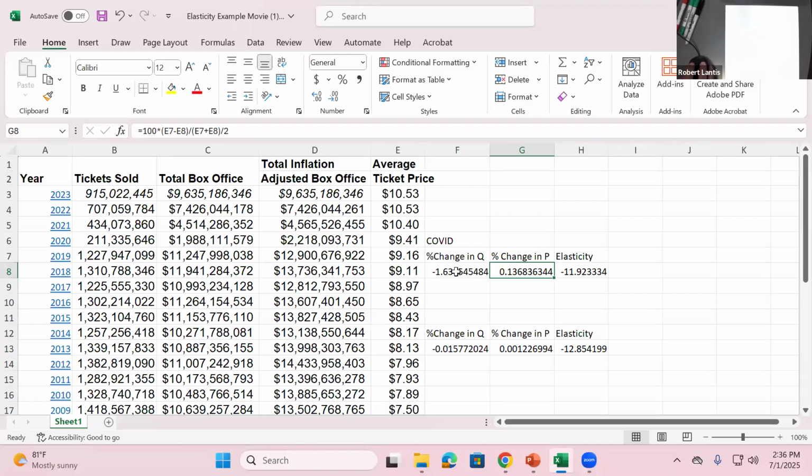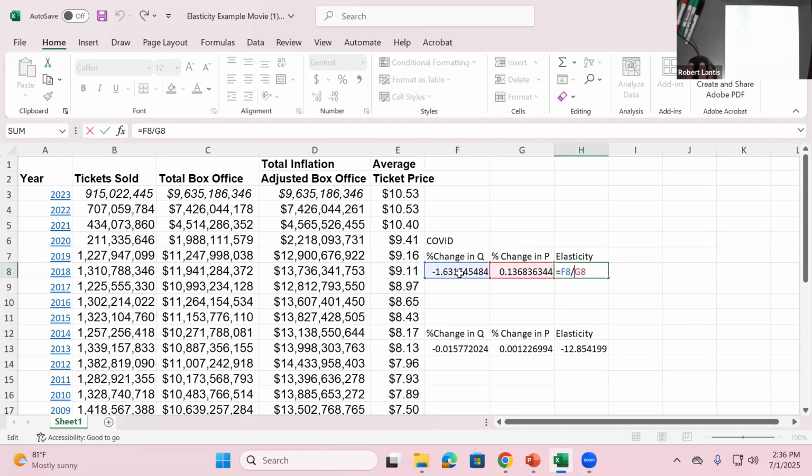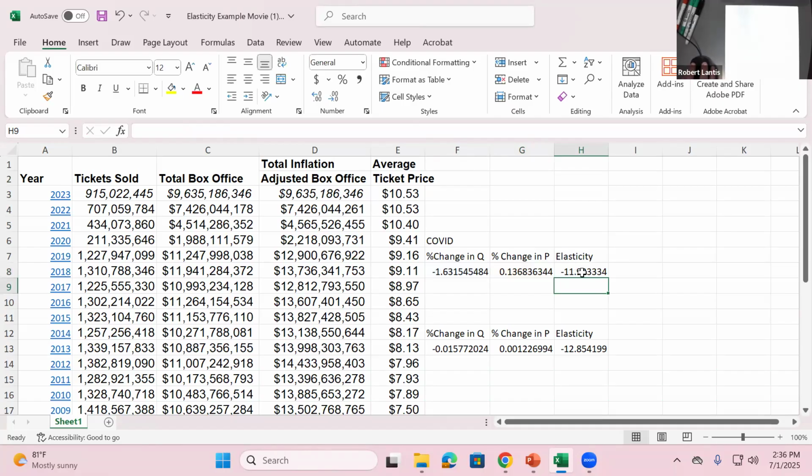And the resulting quantity demanded went down. So that's good, follows our law of demand here. It went down by 1.63%. So the percentage change in price was much lower than the percent change in the quantity demanded. If I then calculate my elasticity, right? Here was my numerator value, here's my denominator. I'll end up with a very elastic demand for movie theater tickets.